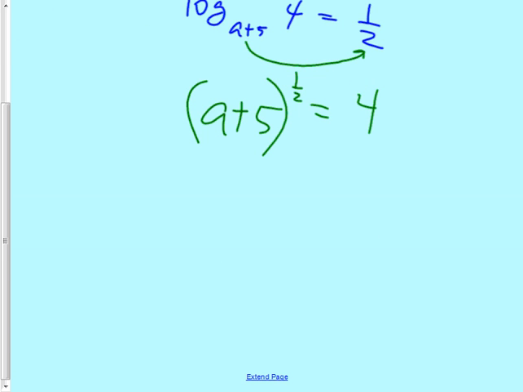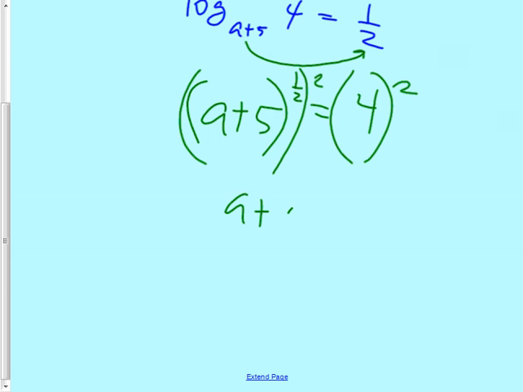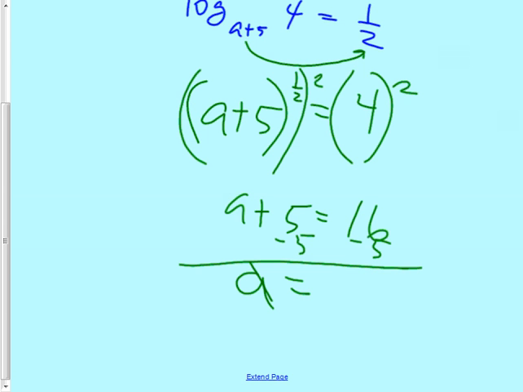Then I'm putting both of them to the power of 2. So a plus 5 is 16. Add 5 to both sides. A equals 20. Sorry, it's minus 5 from both sides. And a equals 11. Raise your hand if you had 11. Sweet. All right, I think you're in good shape.